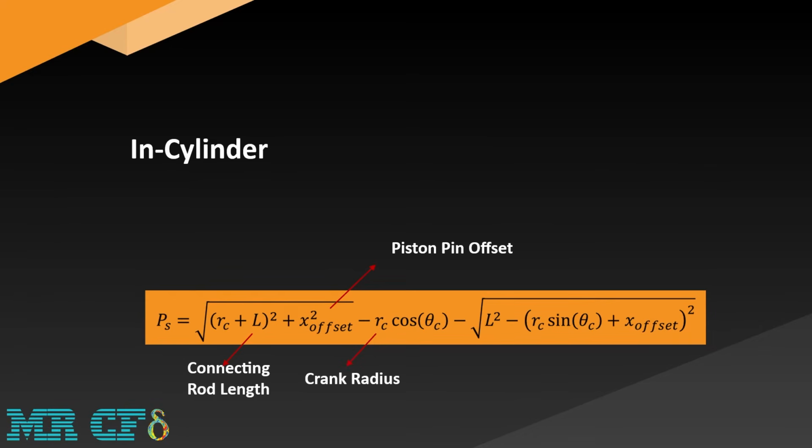When the piston full function is used, the piston position PS is calculated according to this relation. In this relation, RC is the crank radius, which is equivalent to the distance between the center of the crankshaft and the center of the crankshaft pin. L is the connecting rod length, and X offset is the piston pin offset.